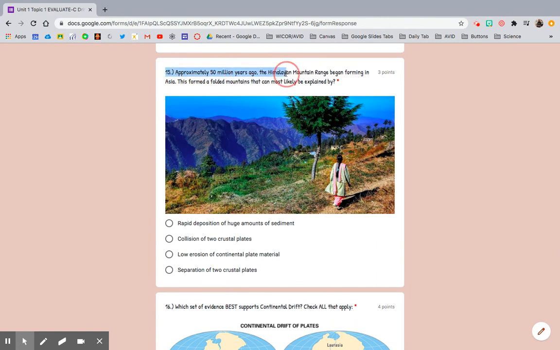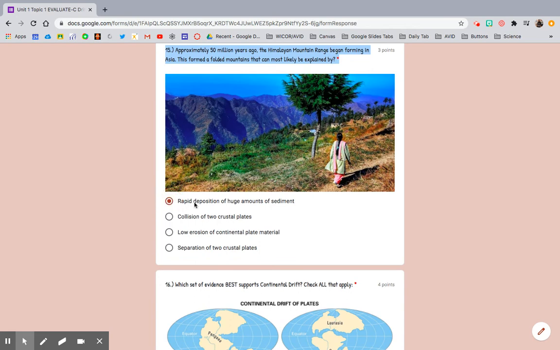Okay, number 15. Approximately 50 million years ago, the Himalayan mountain range began forming in Asia. This formed a folded mountain that can most likely be explained by what? And that's the Himalayan mountains right there. How gorgeous. Okay, so was it formed by rapid deposition of huge amounts of sediments? And remember, deposition is when the particles drop and kind of layer. Were the Himalayan mountains caused by a collision of two crustal plates? Were the Himalayan mountains caused by slow erosion of continental plate material? Or were they caused by the separation or the dividing of two crustal plates?